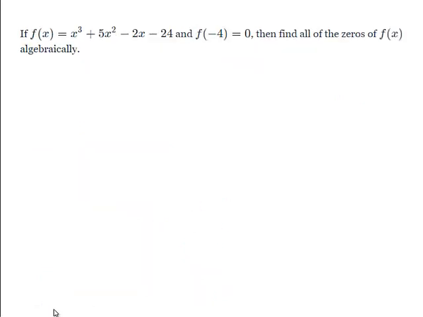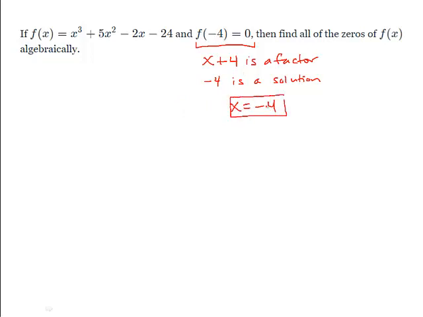Let's take a look at one more. This is a different way that Delta Math might tell you about a factor. That's right here. It's using that remainder theorem notation, right? Where it's saying, look, we plugged in -4 and got 0. That's the same thing as saying that x plus 4 is a factor, and that -4 is a solution, right? So either way, we look at that. That's really helpful. So I'm just going to write that down right now. X equals -4. Boom, one of our answers.